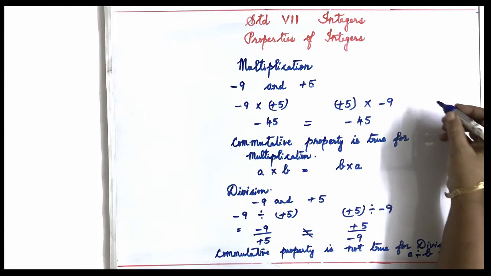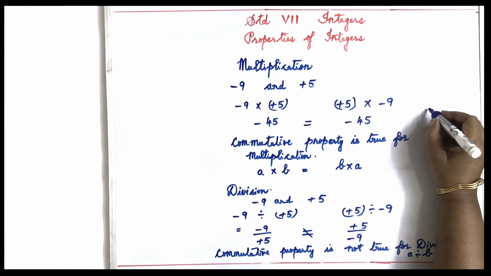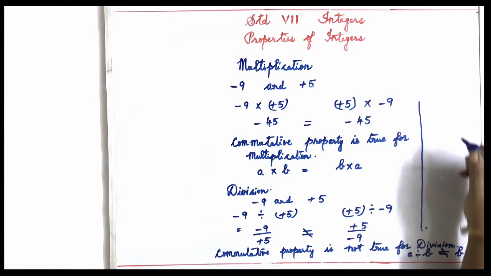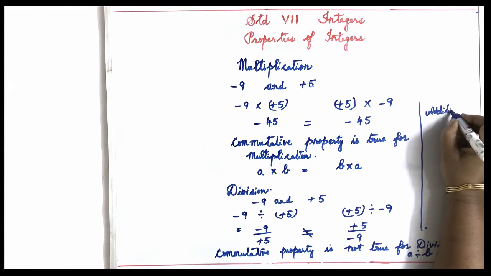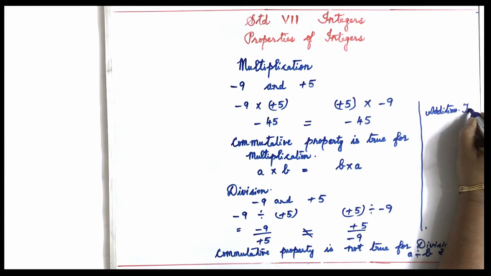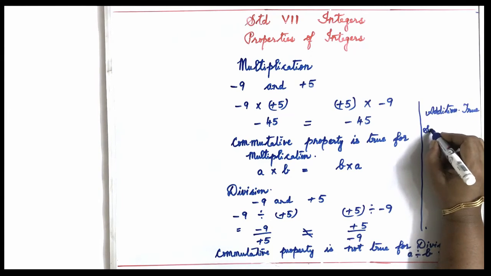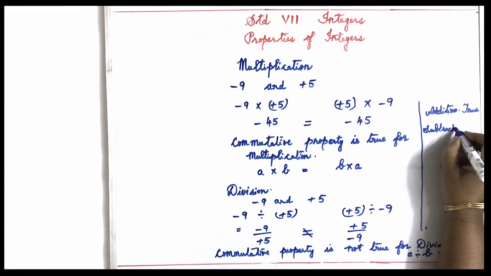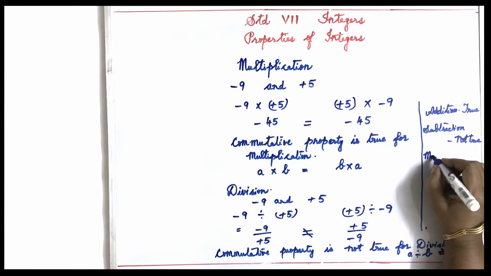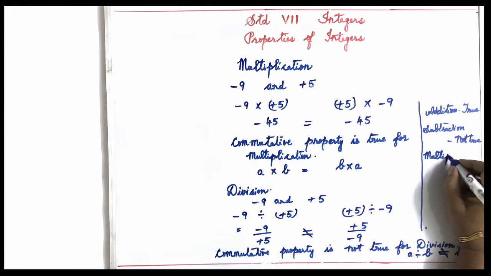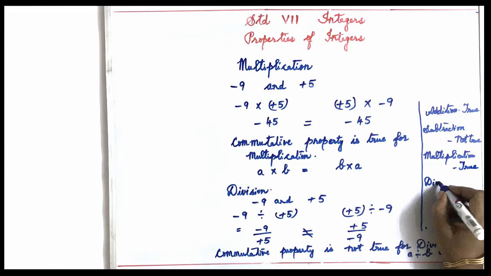Once again we will recall commutative property. It's true for addition. For subtraction it is not true. For multiplication, it is true. For division, it is not true.